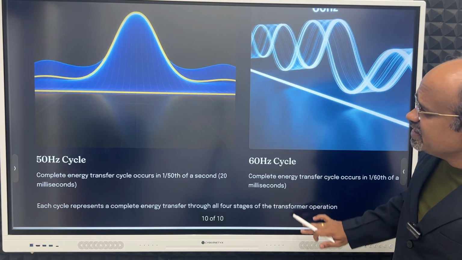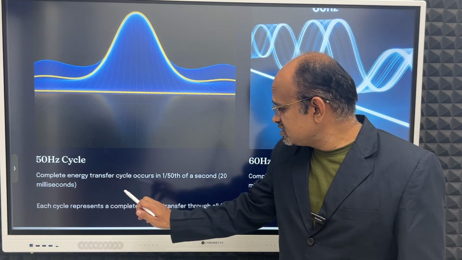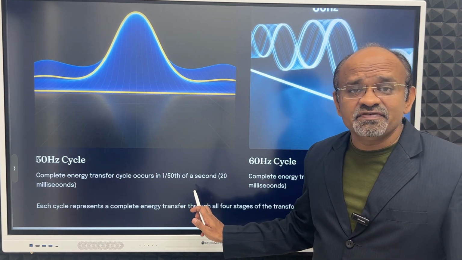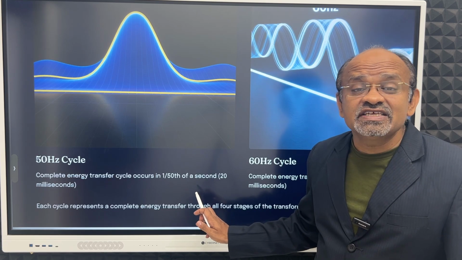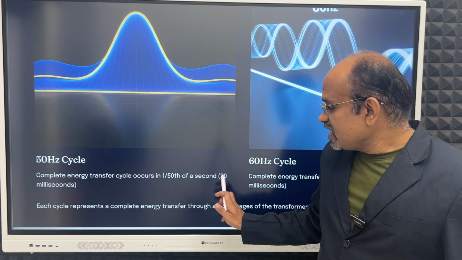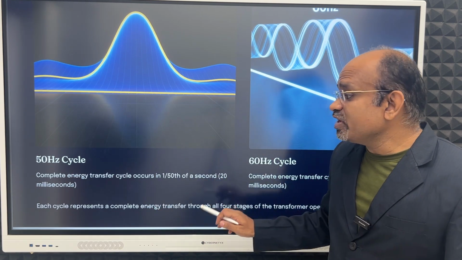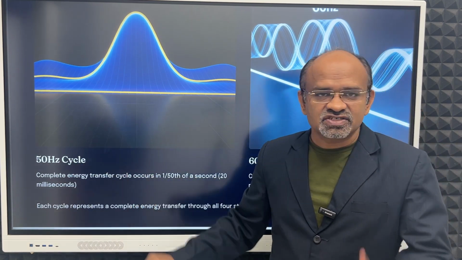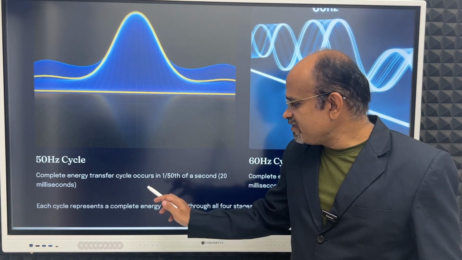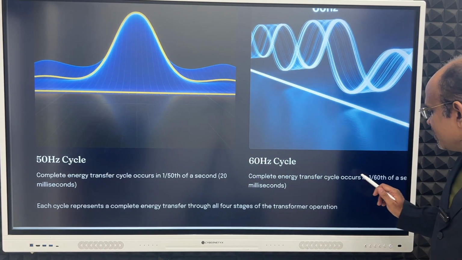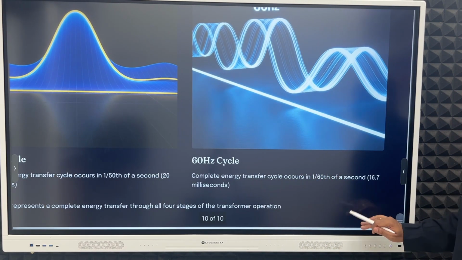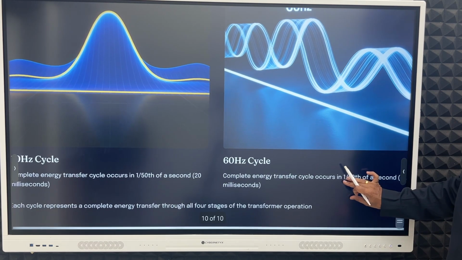Now we'll see the timing cycle visualization at 50 hertz and at 60 hertz. Here only one thing to note. In 50 hertz, there are 50 cycles in 1 second. Now, how much time does one cycle take? 20 milliseconds for one cycle at 50 hertz. Just note this, one cycle takes 20 milliseconds, because 1 divided by 50. Here it will be 1 divided by 60, and it will take 16.7 milliseconds.